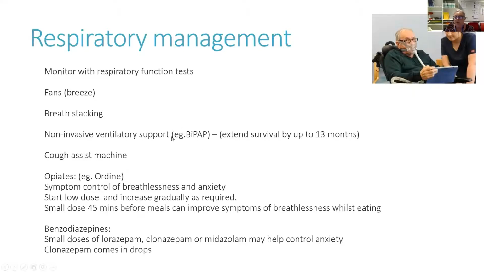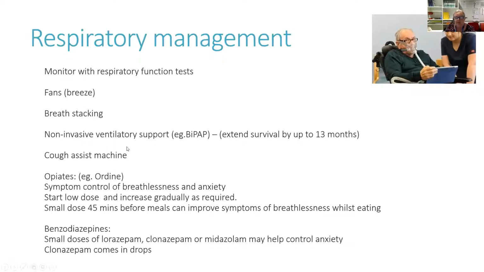The use of BiPAP as well. The trials have shown that it can extend your survival for up to 13 months. So it's important to have this recognised, that if the respiratory specialists believe that you may benefit from BiPAP or CPAP, then it's worthwhile giving it a trial to see whether it will benefit you. And it often improves your fatigue levels as well.